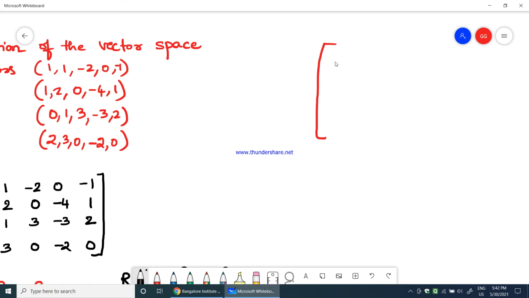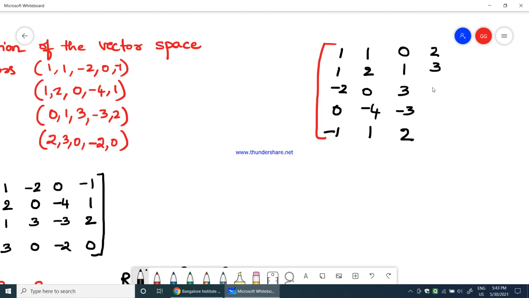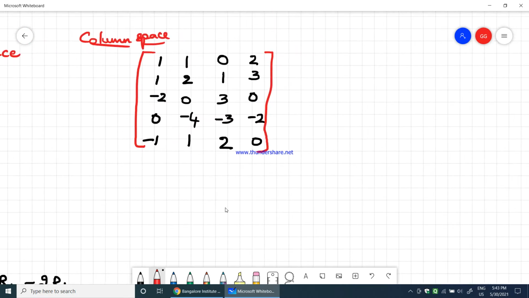You write the first vector 1, 1, minus 2, 0, minus 1. Second vector is 1, 2, 0, minus 4 and 1. Third vector is 0, 1, 3, minus 3 and 2, and fourth vector is 2, 3, 0, minus 2 and 0. So this is how in column space we write the given vectors column wise. So now we again apply the Gauss-Jordan method to find the solution for this.